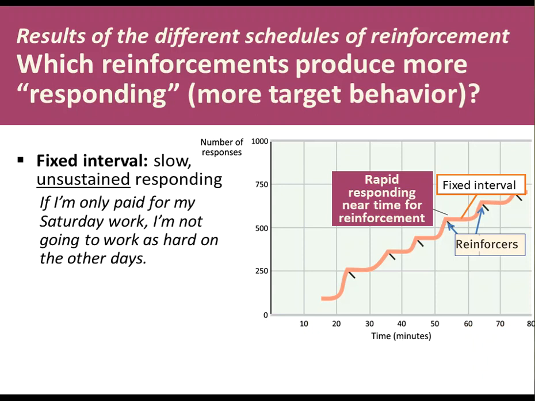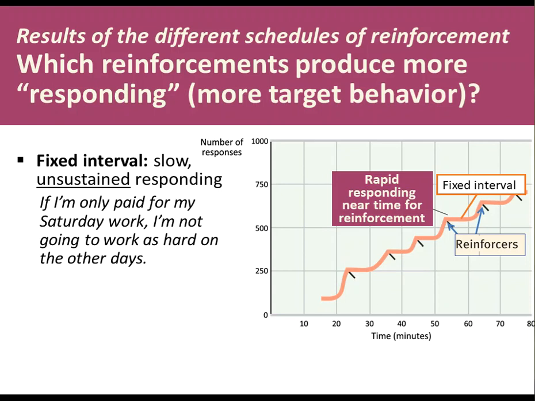So, results of the different schedules of reinforcement. Which reinforcements produce more responding, more target behavior? Fixed interval: slow, unsustained responding. If I'm only paid for my Saturday work, I'm not going to work as hard on the other days. It's sort of like a scallop on a clamshell. Rapid responding near the time of reinforcement. So you can see the behavior goes up just before they get the reinforcement. And the hash marks here represent when you get the reinforcement.